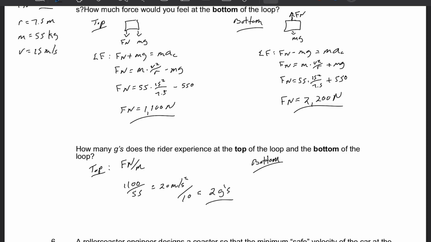So on the bottom, same thing. The force normal of 2,200 divided by the mass of 55. So the acceleration was 40. How many 10s is that? Well, divide by 10 because G is 10. That's 4 G's. Remember, 1 G is the one acceleration of gravity.